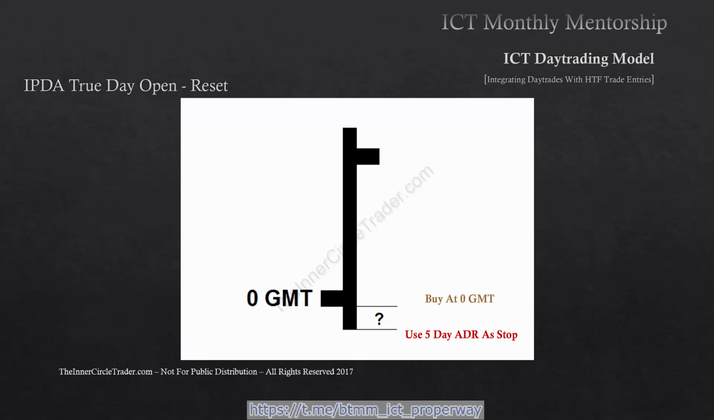So if you want to frame those ideas and use day trading concepts, you would be buying at 0 GMT using a 5-day average daily range as your stop loss. You would take whatever that average daily range is, subtract it from the opening price at 0 GMT, there's your stop loss, and you just let it rip. You just trade it accordingly based on your higher time frames until it trades to a premium PD array.